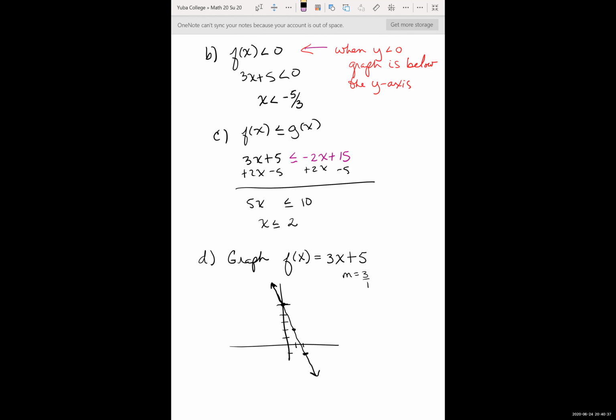Isn't the graph supposed to be the other way because the slope's positive? You're right. Why was I going? You're right. Thank you. No problem.